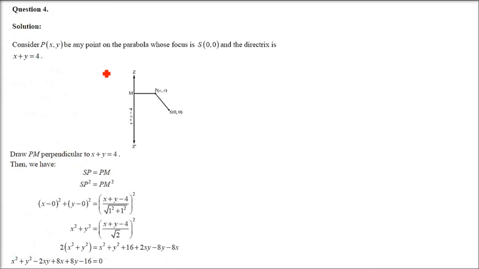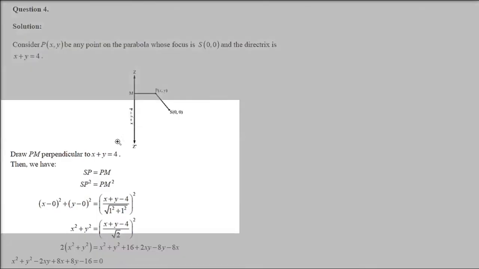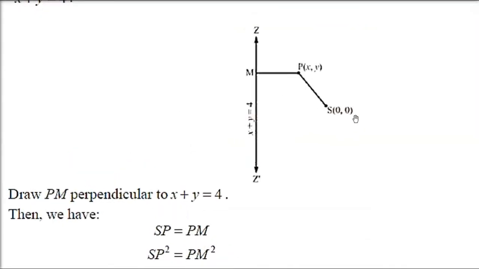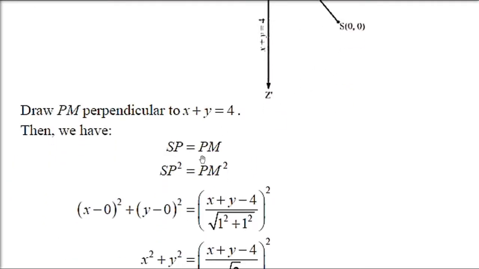Question number 4. Write the equation of the parabola with focus (0, 0) and directrix x + y - 4 = 0. So we will use the definition here. This is (x, y), this is (0, 0), and here is a line. So the distance of (x, y) from this point, the focus, and from the directrix.